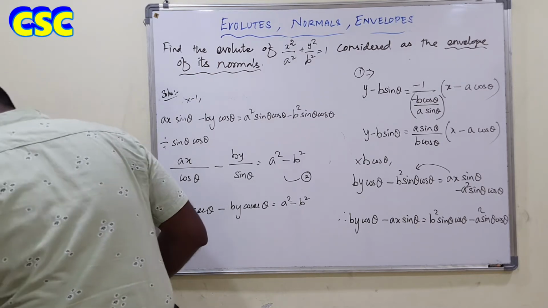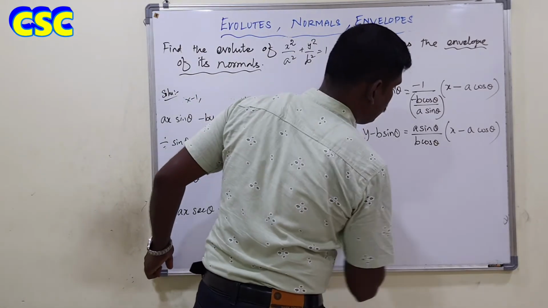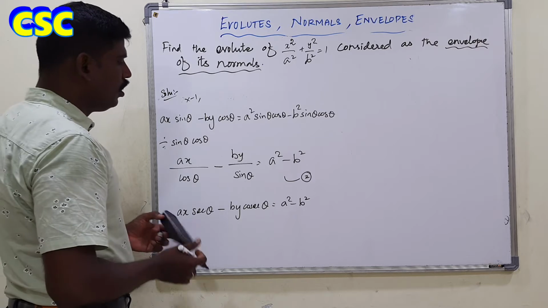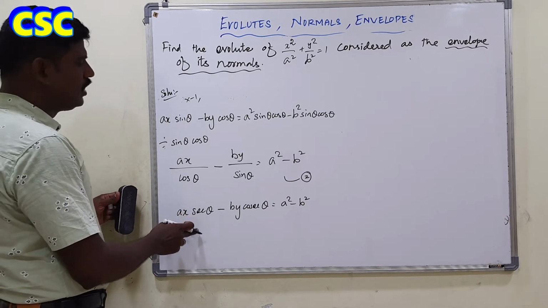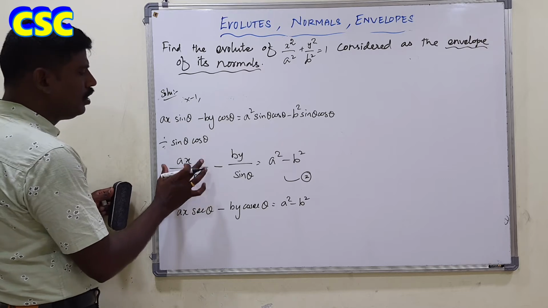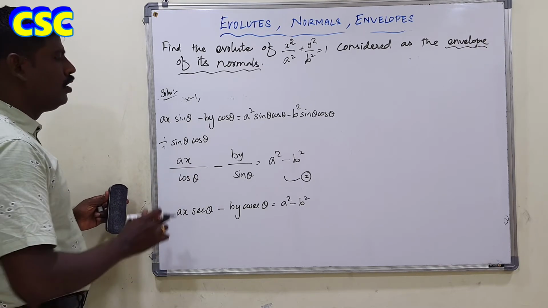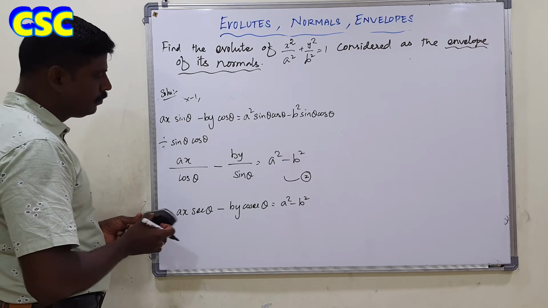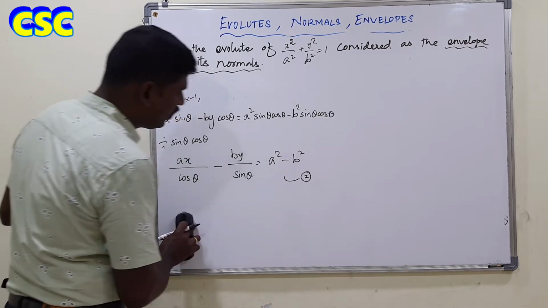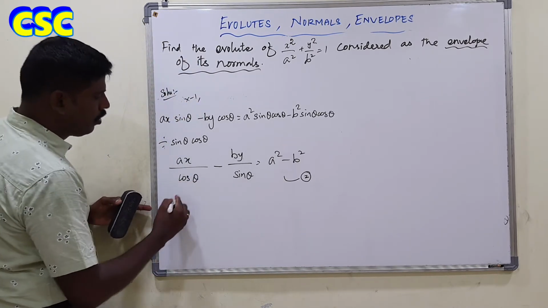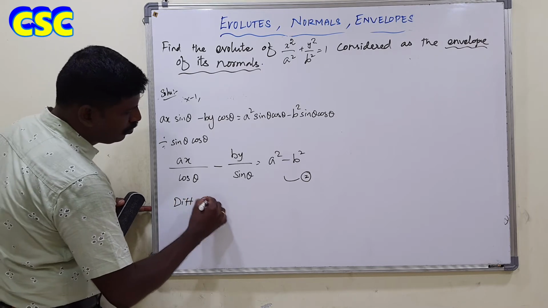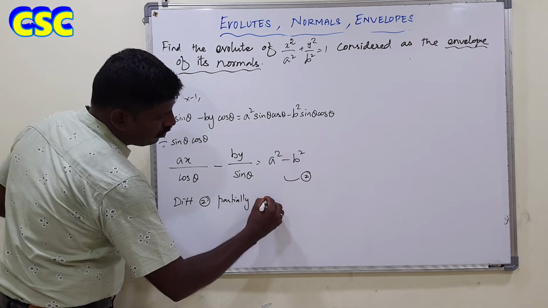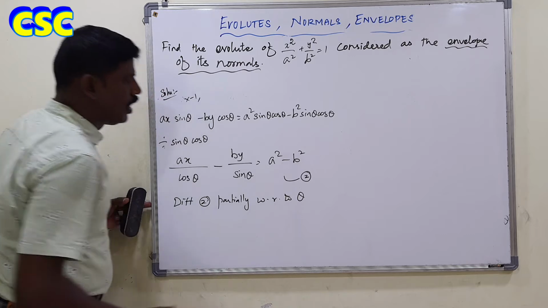Okay, right? Now I am going to differentiate with respect to theta. If you find difficulty in changing to secant theta, you can keep equation 2 as it is and directly go for differentiating. Okay, no need to write that down. Now differentiate partially with respect to theta. Okay, right?